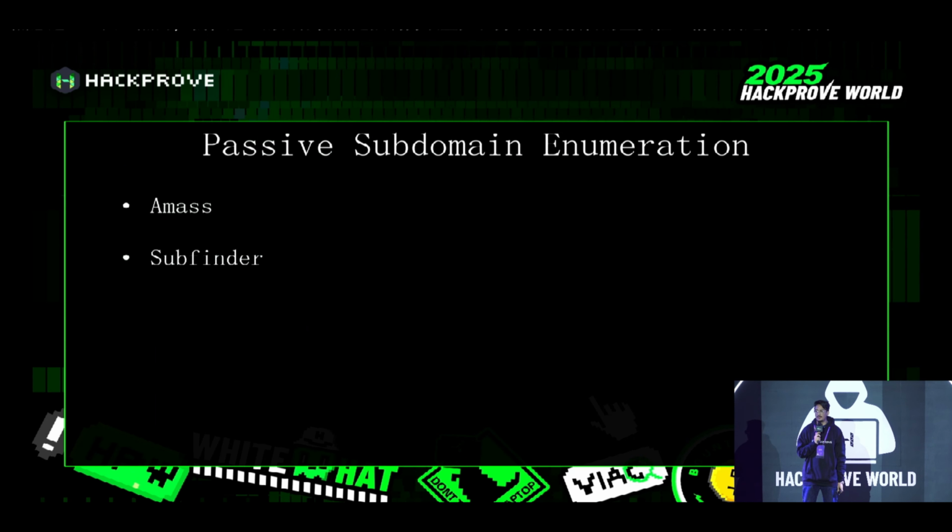So these Subfinder and Amass tools gather information from a variety of data sources like GitHub, search engines, certificate transparency logs, some free API services, and even some paid APIs. So I run around 80 instances of these Subfinder and Amass.